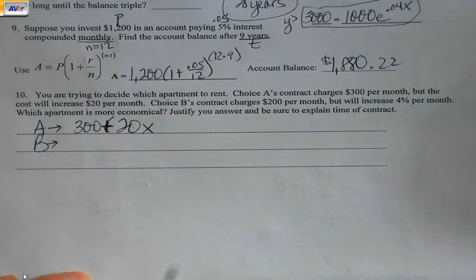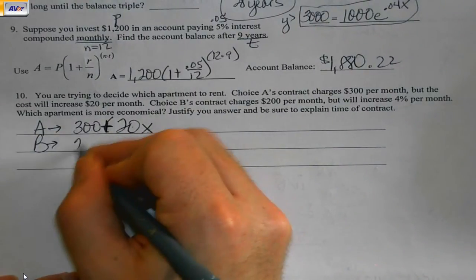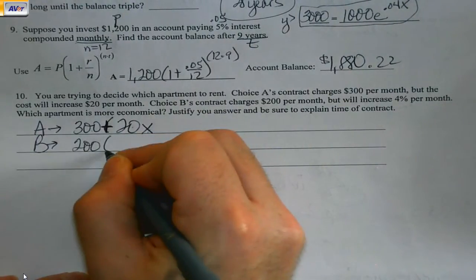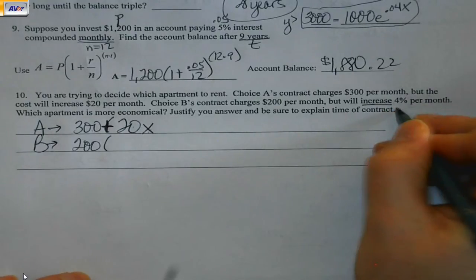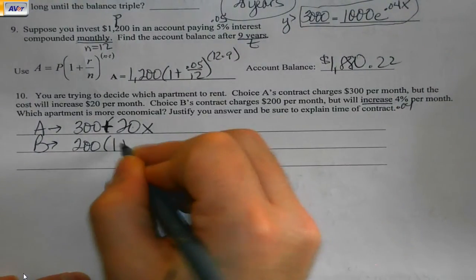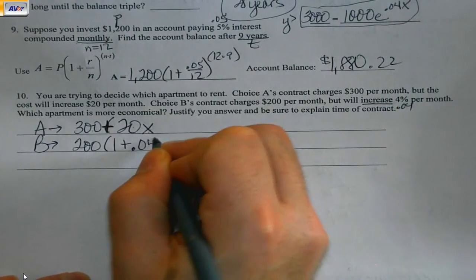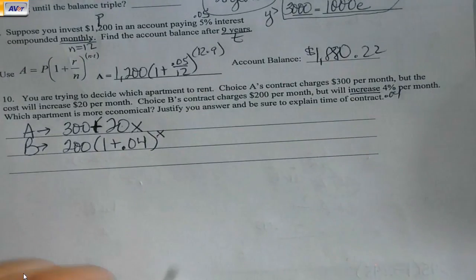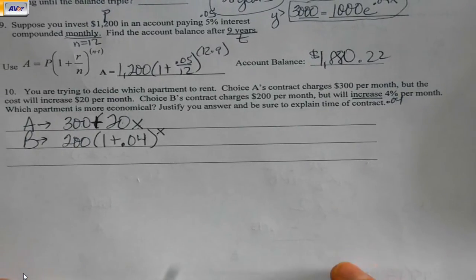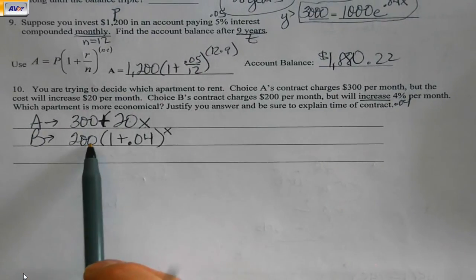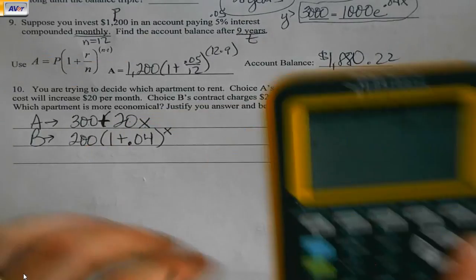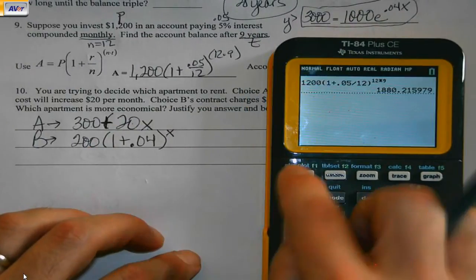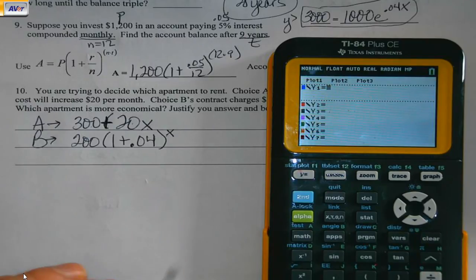B charges $200 a month, but will increase by 4%. Okay, that's more like the ones we've been looking at. Which apartment is more economical? You're like, well, how am I supposed to figure that out? Well, this one's probably better because it's only 200.